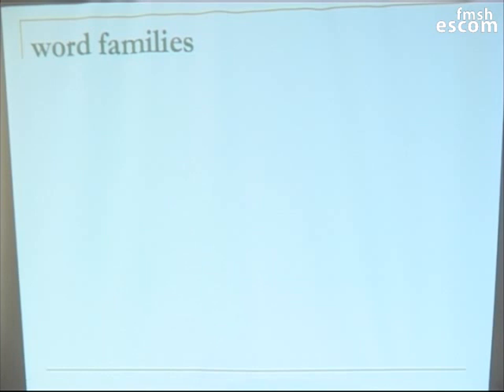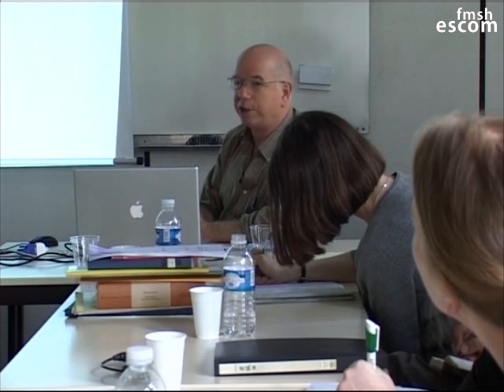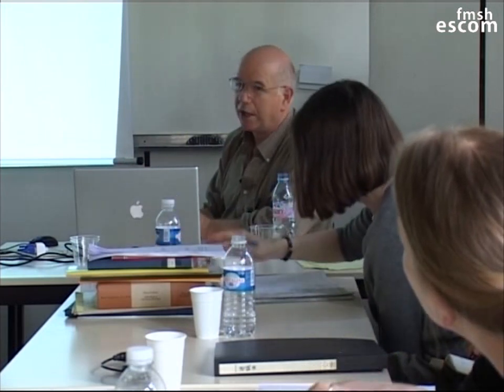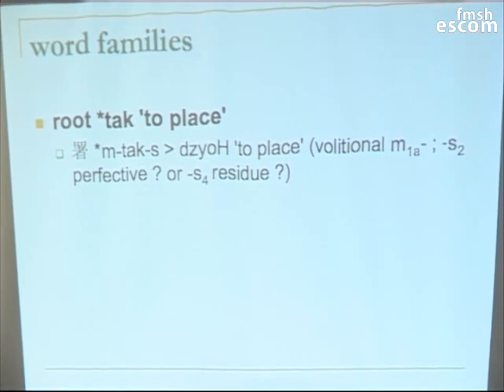All right, very quickly now, because we don't have a lot of time and we want to keep some time for discussion, the notion of word families. What's a word family? Well, in our approach, a word family is defined very strictly as a set of words that have the same root and different affixes. They have to have exactly the same root. Example, root tak, to place. The first form is shu, to place. We think it has root tak, volitional M1A, S2 or S4 suffix.